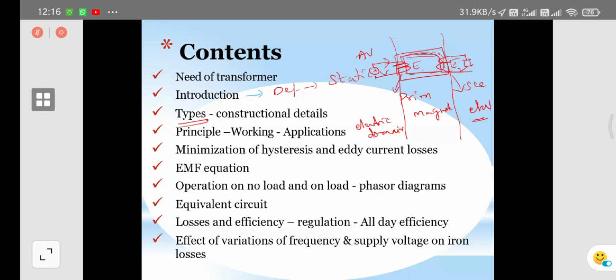Next, applications. There are two winding transformers, and single winding transformers like the auto transformer. Many applications will be there. We'll discuss them, don't worry.